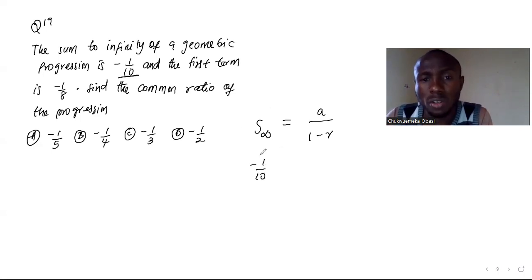They gave us that. And let's continue. They said the first term, so the first term a is minus 1 over 8, all divided by the common ratio, which we should find. Now they say find the common ratio. Of course, that's what you should find.